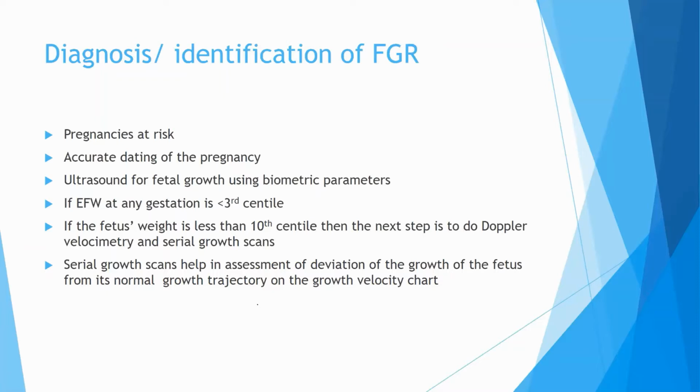If possible, we want to scan them at the 11 to 14 week scan and establish the proper dates. But if they come later on, we don't give up. We normally use our head circumference to get the best date that we can, and then use it for follow-up to be able to determine whether the baby is growth restricted or not. Then we also do an ultrasound scan for fetal growth using our normal parameters. If at any given time, as I said, the estimated fetal weight is less than the 3rd centile for that gestational age, then we may say that this baby has fetal growth restriction.